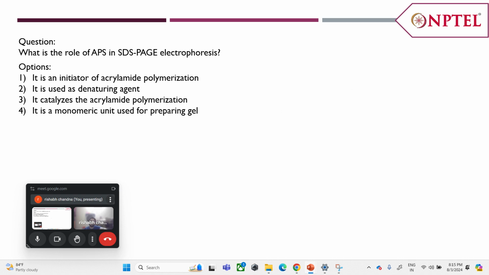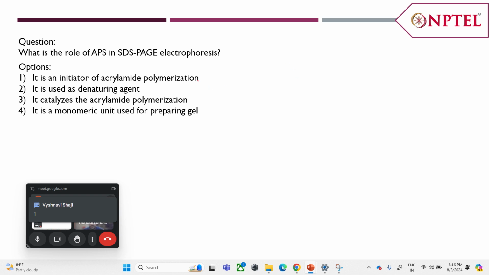So now we'll start with the SDS-PAGE and how the polymerization takes place. So, what is the role of APS, that is ammonium persulfate, in SDS-PAGE electrophoresis? The options are: it is an initiator of acrylamide polymerization, it is used as a denaturing agent, it catalyzes the acrylamide polymerization, it is a monomeric unit used for preparing the gel. So, can anybody answer?